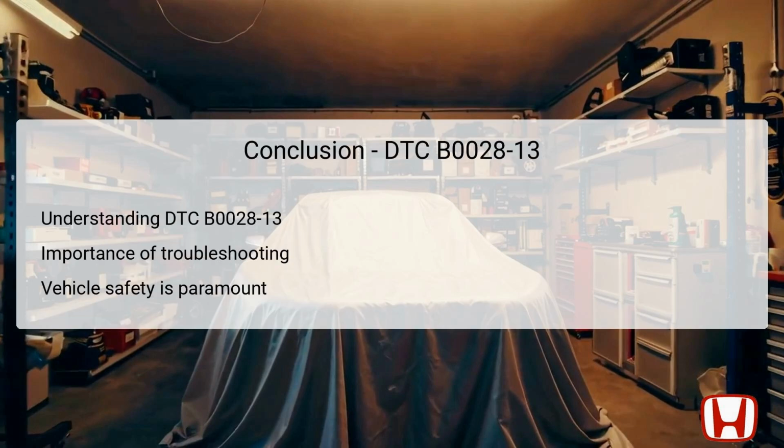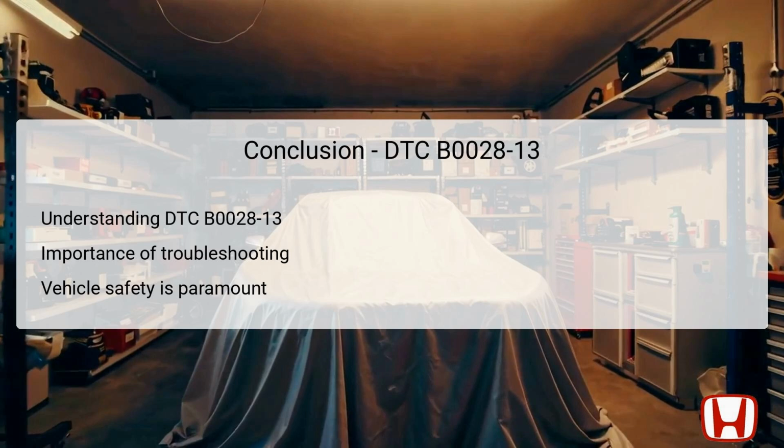In summary, DTC B0028-13 is a critical error code indicating possible issues with the front passenger side airbag inflator circuit. Understanding the implications of this code emphasizes the importance of thorough and systematic troubleshooting to ensure passenger safety.